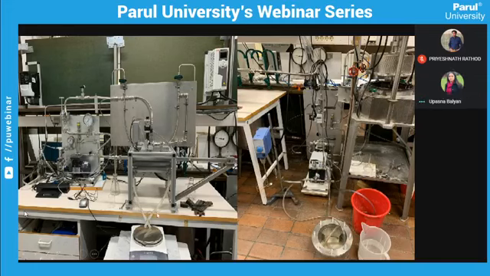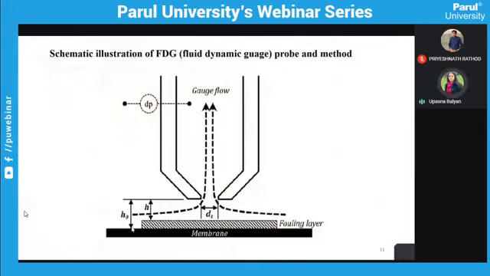And now we will see how this FDG works. FDG is performed by the use of a non-contact probe. There is a nozzle, you can say, or a probe, which basically operates on the principle of pressure drop through the flow constriction. So I will explain what kind of method it is.